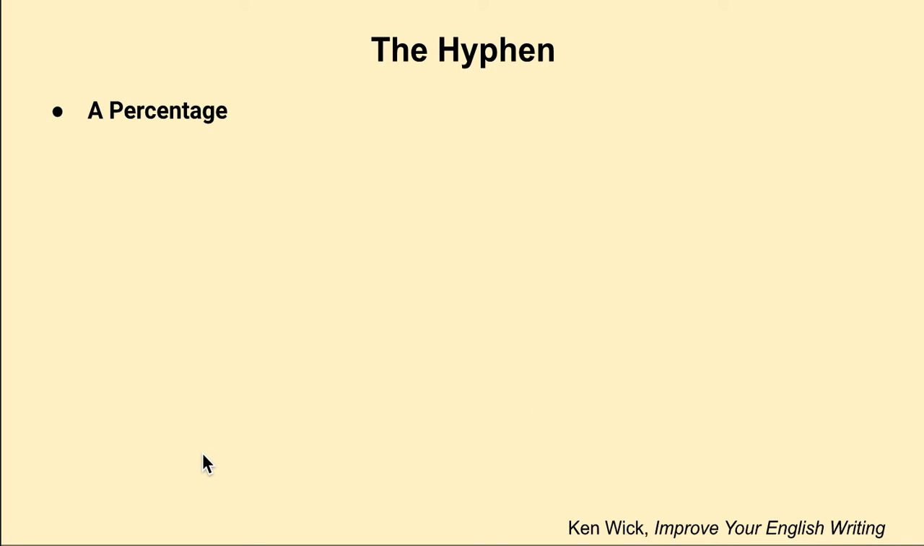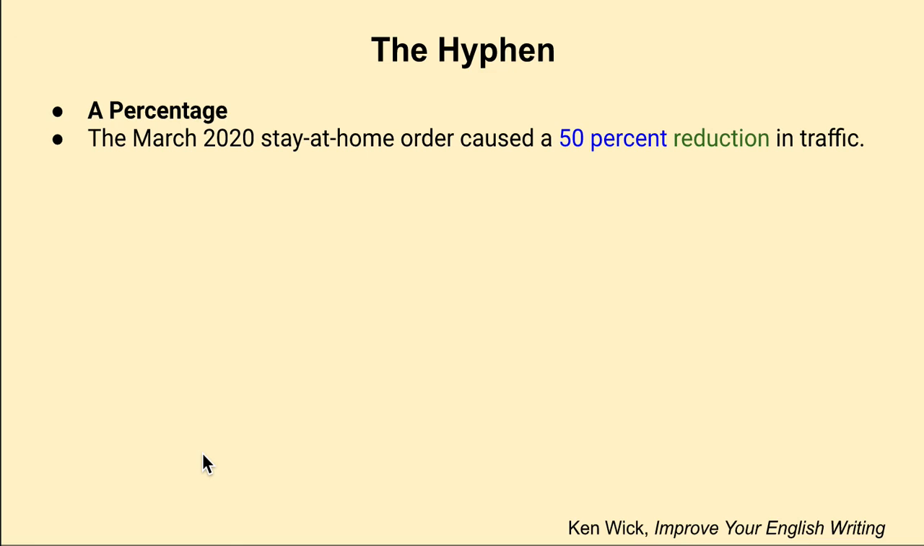So moving on, a percentage. Remember the philosophy: clear by itself. So here we have a compound adjective that is a percentage. We do not hyphenate it. So the March 2020 stay-at-home order caused a 50% reduction in traffic. For where I live, once again, remember I'm a civil engineer, this was true. The 2020 stay-at-home order did cause a 50% reduction in traffic.